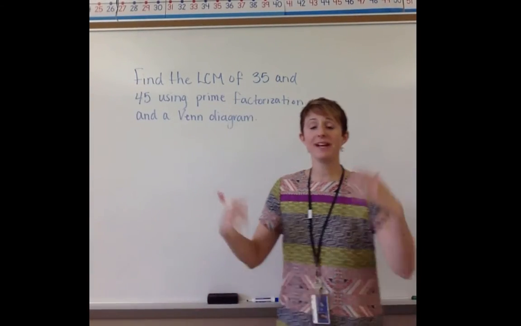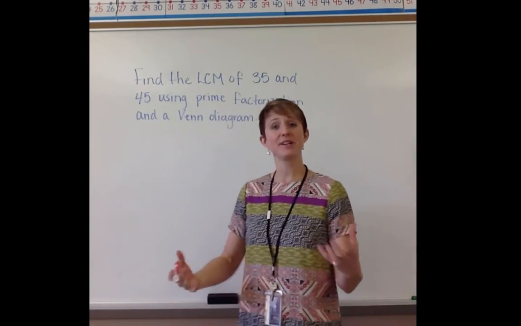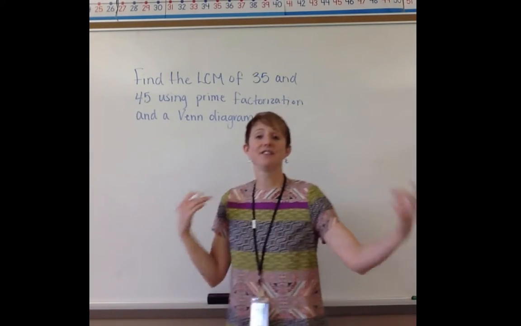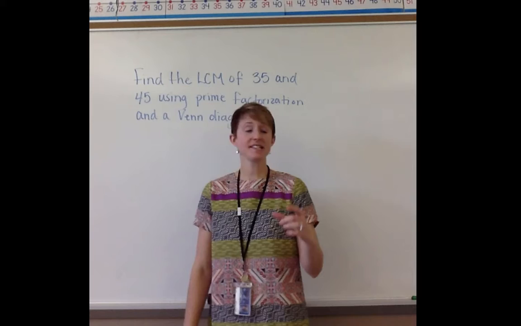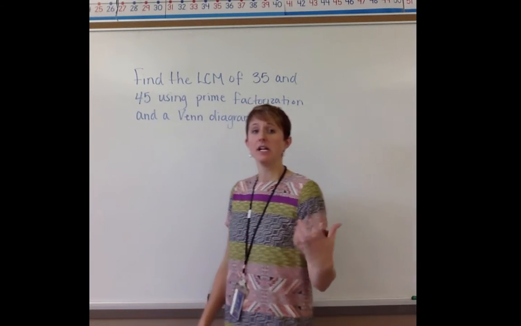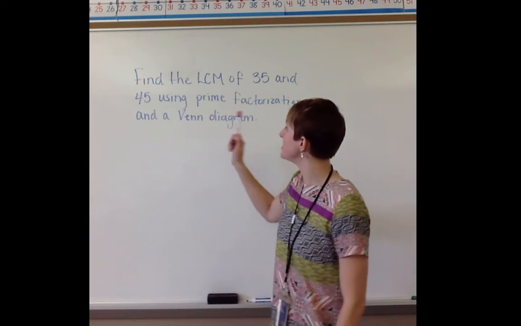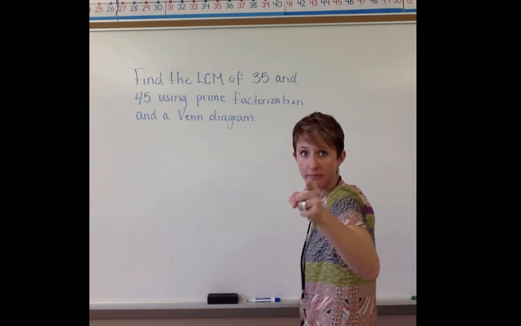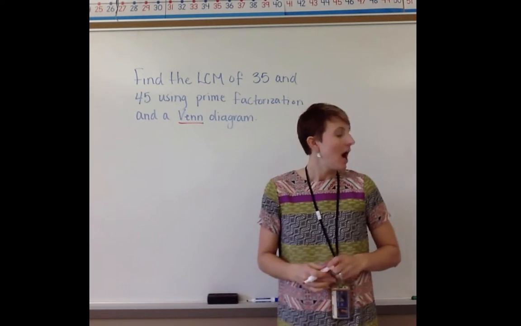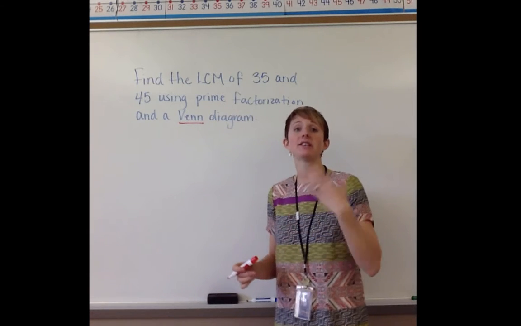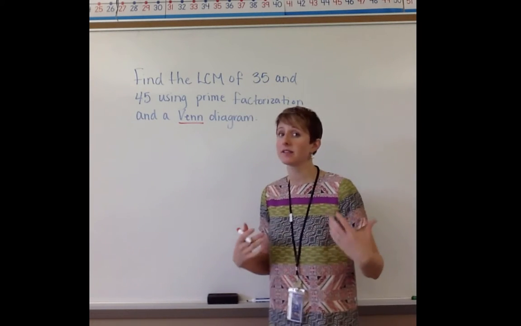All right, ladies and gentlemen, now let's use prime factorization, factor tree, to find the LCM. This is the third chunk of your notes. Let's look at problem number 1 here. Find the LCM of 35 and 45 using prime factorization, factor tree. I'm going to read the steps. You now need to turn to the back of your notes and follow along as I read the steps.